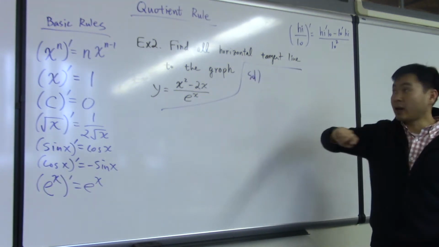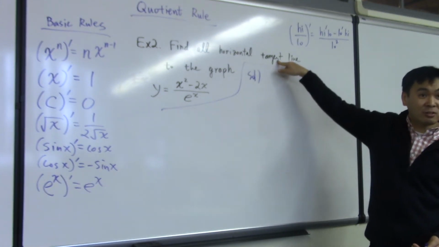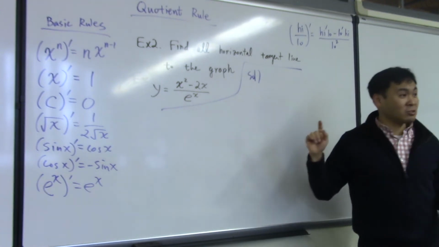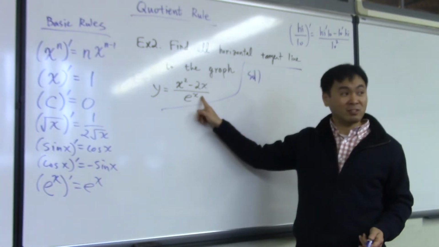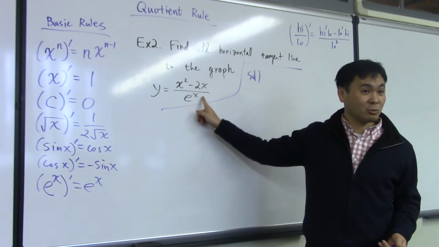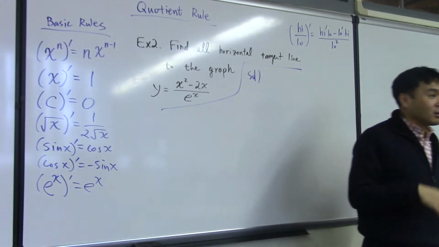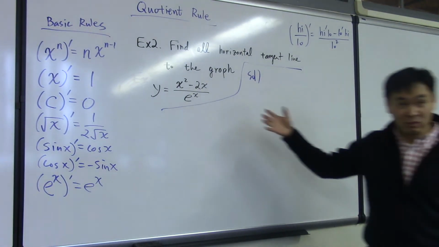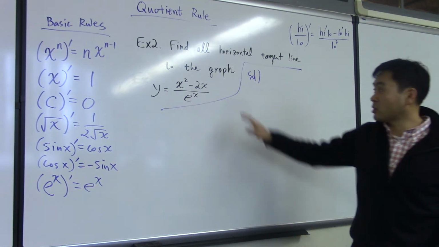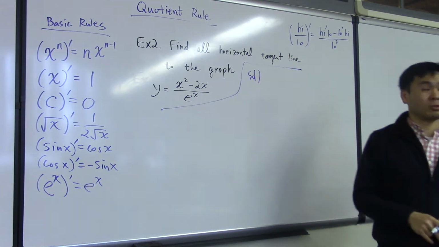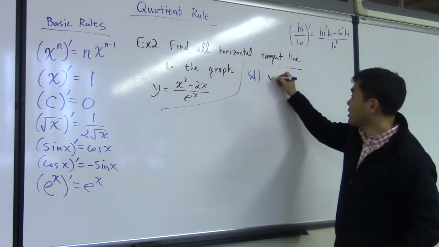And what's the slope of a tangent line? The derivative, right? So what is this question trying to ask? It's trying to ask when the derivative is equal to 0. For what x values is the derivative equal to 0? If the derivative is equal to 0, then you can use that x value to plug it back in and locate the horizontal tangent line. So we will have to differentiate y.